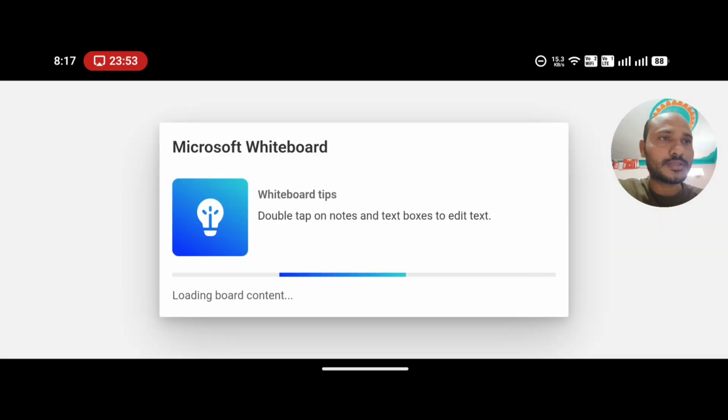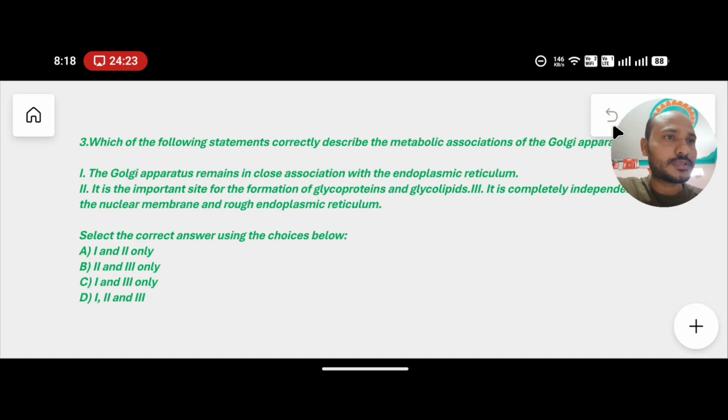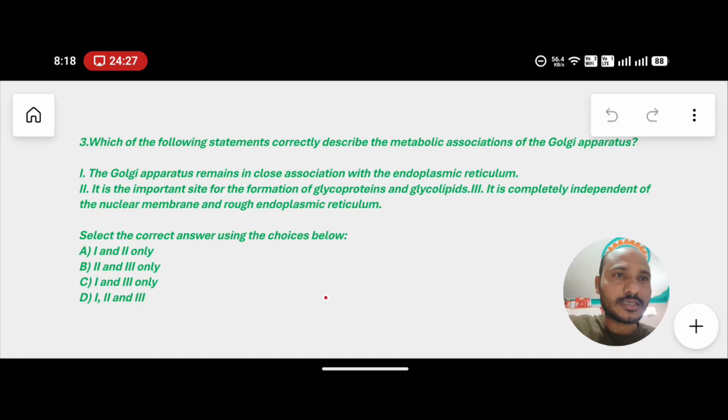One more MCQ here. Yeah. Read the following statements about the distinct phases of the Golgi bodies. Just now we discussed there are two phases, cis phase and trans phase. So read these three statements and which of the statements given above are correct. One more MCQ here. Which of the following statements correctly describes the metabolic association of Golgi? Here asking about the function of the Golgi apparatus. So here there are two options, and select the correct answer using the choices below.